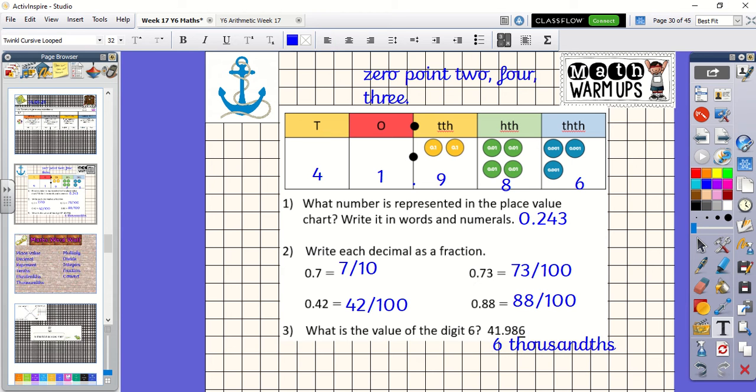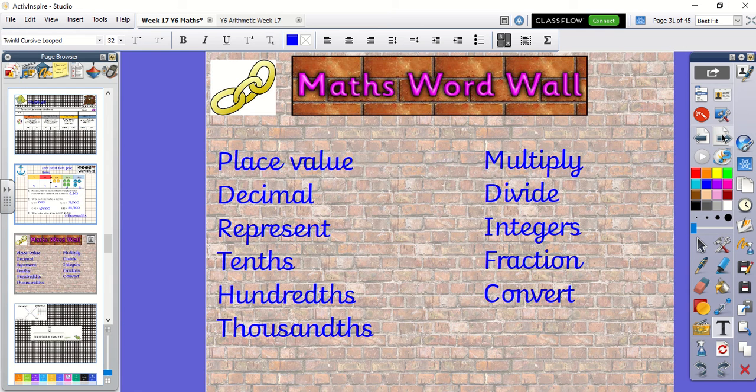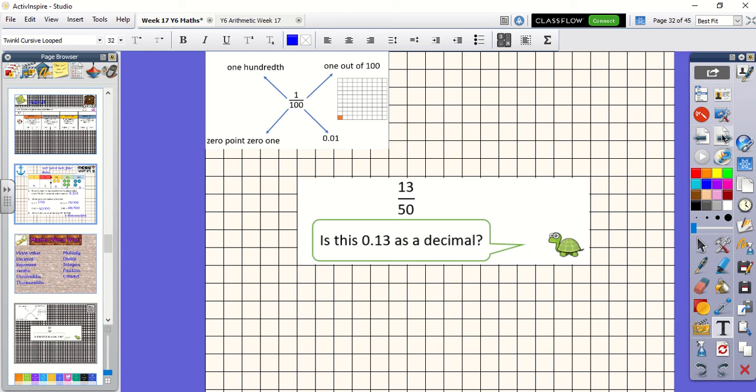Okay then, so let's move on to today's lesson. So very similar words from the last few weeks and yesterday as well. Okay, so remembering that 1 over 100 is the same as 100th, 1 out of 100, 0.01, and there you got it in words, 0.01. So here we've got Mr. Turtle, and he says 13/50ths. Is this 0.13 as a decimal?